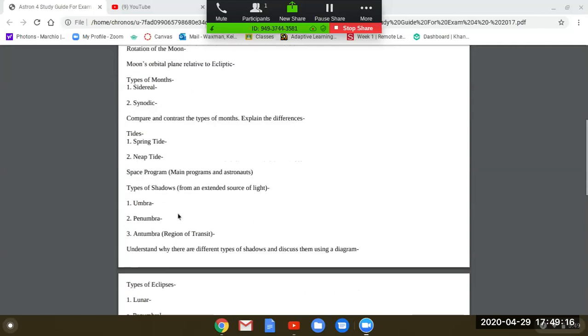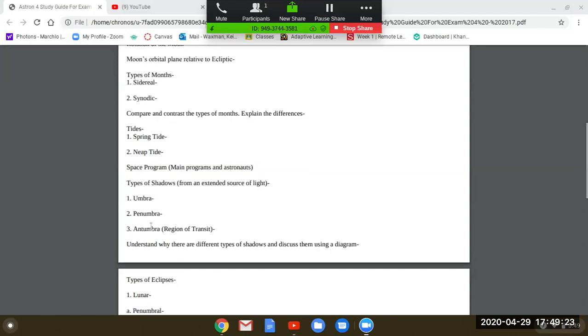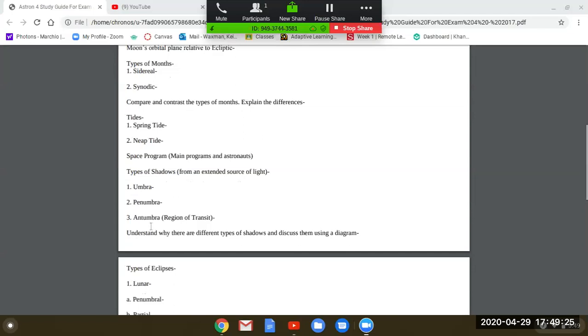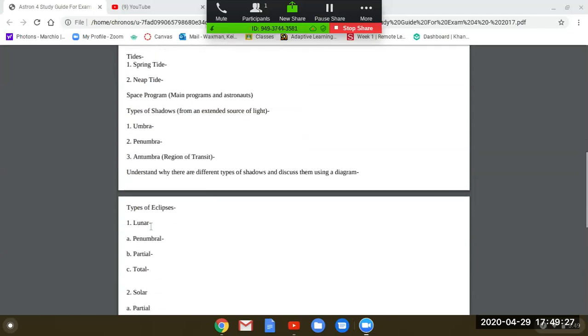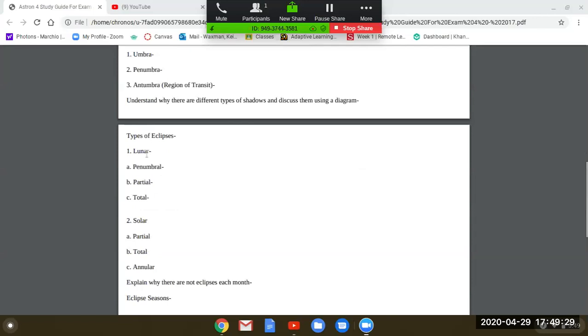Eclipses, types of shadows. We talked about umbra, penumbra, and what the antumbra is. So be able to understand those types of shadows. We talked about types of lunar eclipses and circumstances for a lunar eclipse. Remember, you need a full moon for a lunar eclipse. We talked about penumbral, partial, and total.